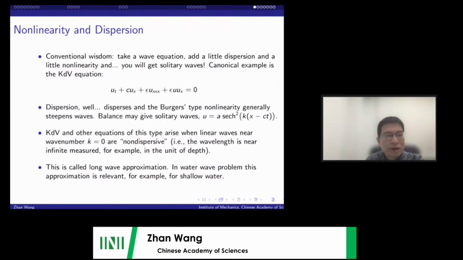KdV equations and other equations of this type were derived in a very similar situation, with slightly different conditions, and arise when the linear waves at wave number k equals 0 are non-dispersive. This is usually called a long wave approximation. In water wave problems, the long wave approximation is relevant, for example, for shallow water.